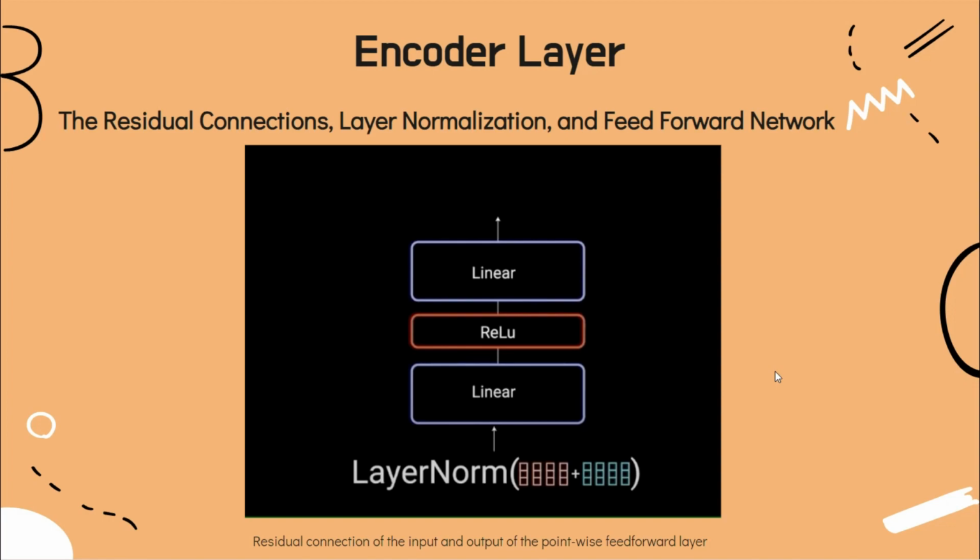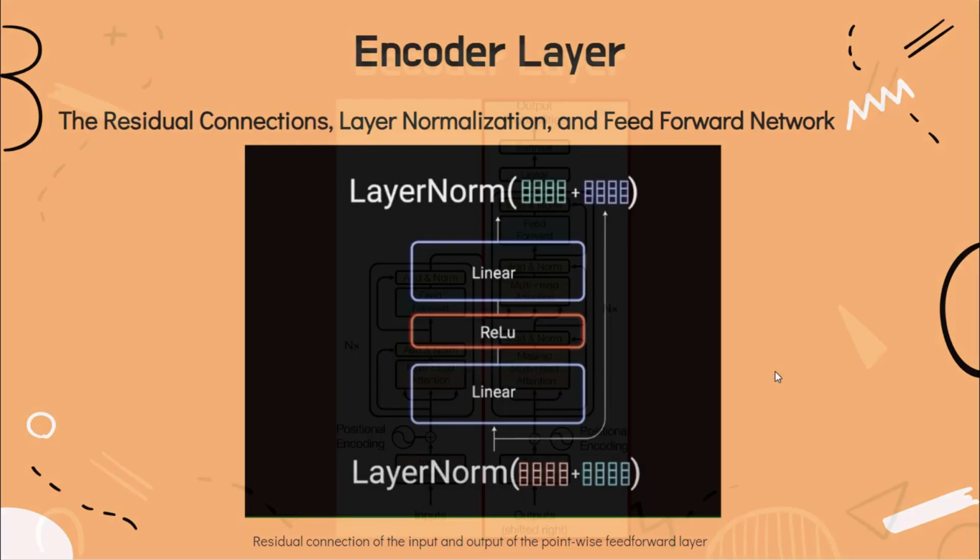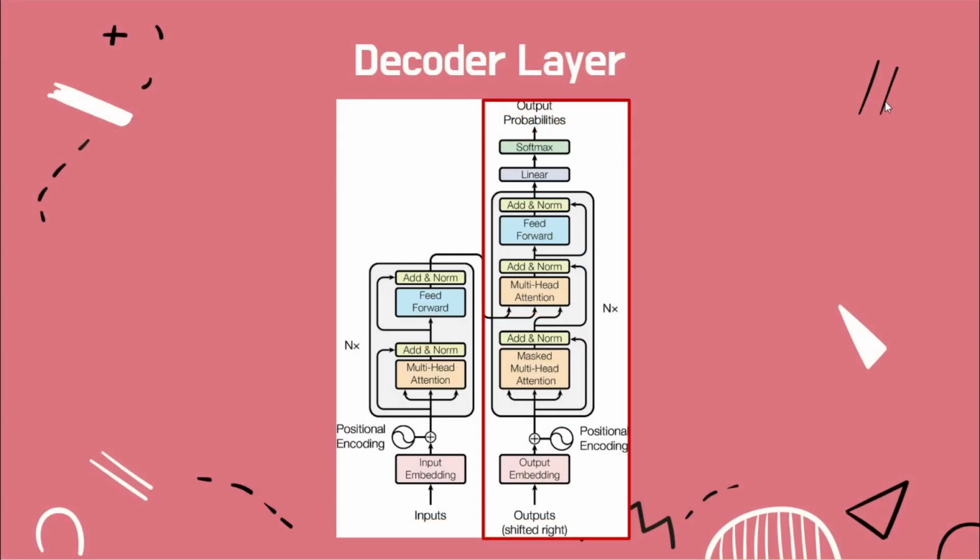By enabling gradients to pass through the network directly, the residual connections help in network training. The network is stabilized by the use of layer normalizations, which significantly reduces the amount of training time required. The attention outputs are projected using the pointwise feed-forward layer, which may result in a richer representation. The encoder part is over. Now we will pass to the decoder layer.